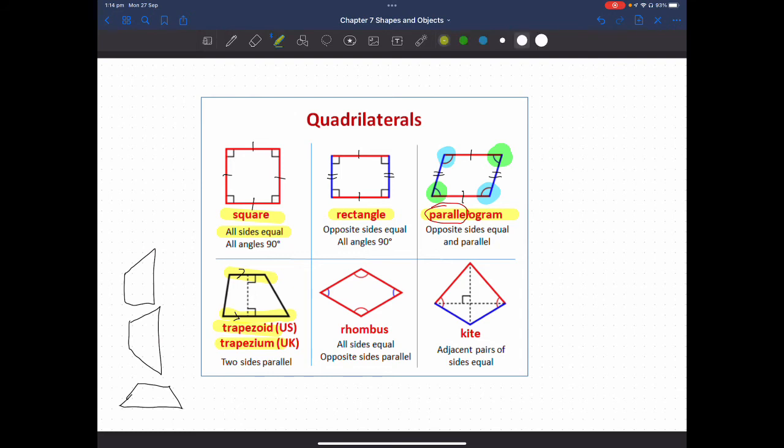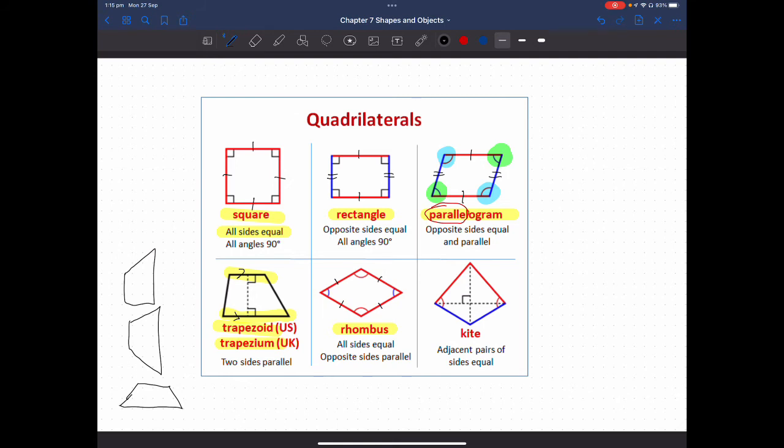The next shape we have is a rhombus. A rhombus is a type of parallelogram. It has two pairs of parallel sides. The thing is, each side is equal in length. So I'm going to use one little dash line through each of those sides. Those sides are equal in length.